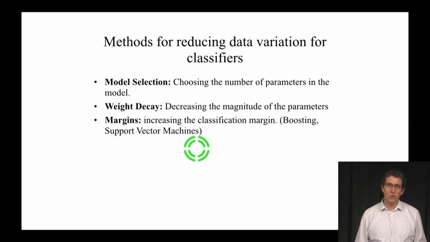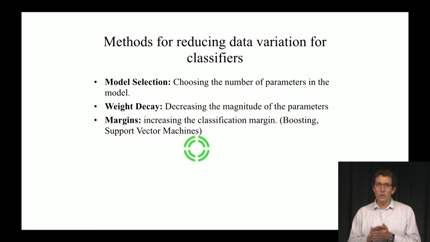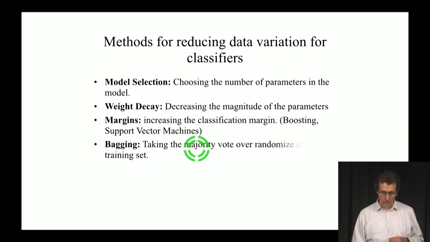Margins is what we were talking about. If you have something that is basically a sum of simple rules, you can look at the margin, and the margin distribution will tell you whether you are confident on most of your predictions or not so confident. And finally, bagging is when you randomize your choices of training data and then take the majority. That also reduces data variation.